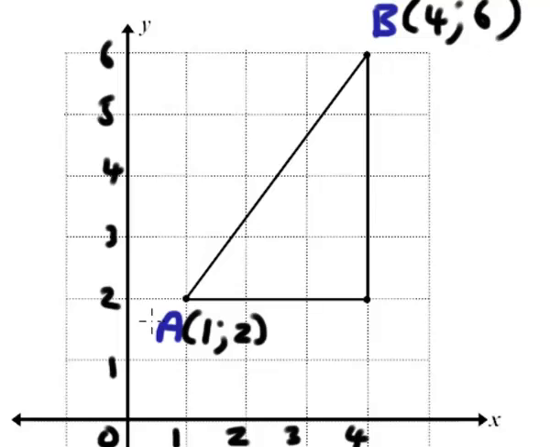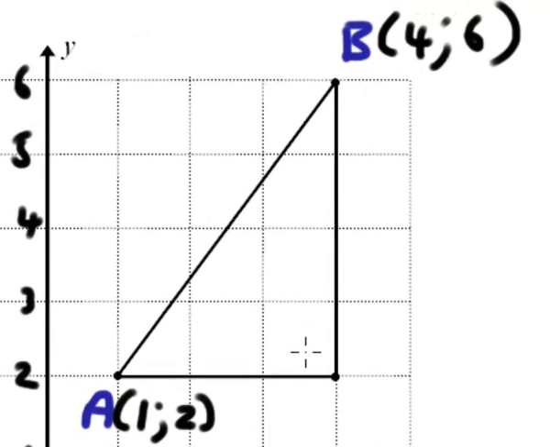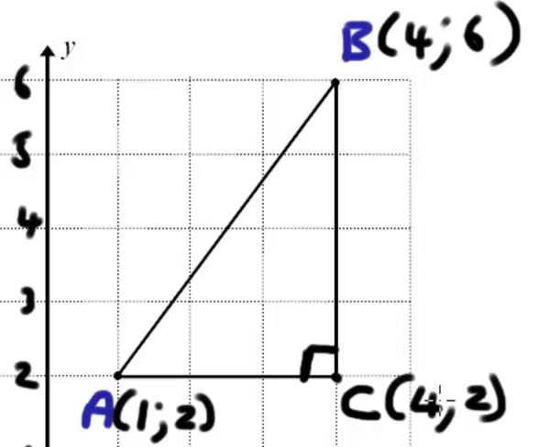Now, we want to get the length of AB. What we could do is use Pythagoras. So, let's indicate this corner over here as C, and let's get the coordinates of C. Well, what are the coordinates of C? (4; 2). X is 4, Y is 2. If you look at this triangle, the length of BC is 4 units, and the length of AC is 1, 2, 3 units.